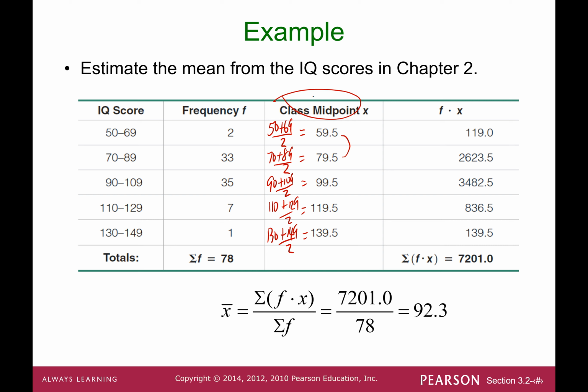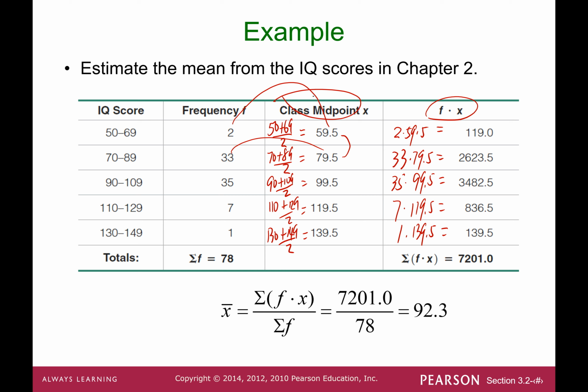Now, in order to get a product, you multiply the frequency by the midpoint. So 2 times 59.5, that becomes 119.0. And 33 times 79.5 becomes 2623.5. You can verify that easily. 35 times 99.5, look at that. 7 times 119.5 is 836.5. 1 times 139.5, you get 139.5.